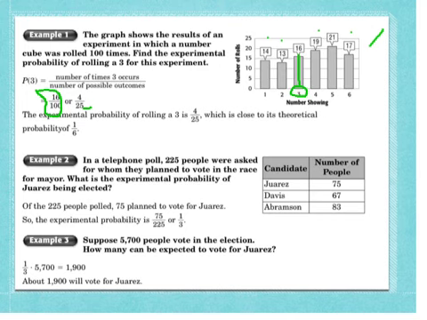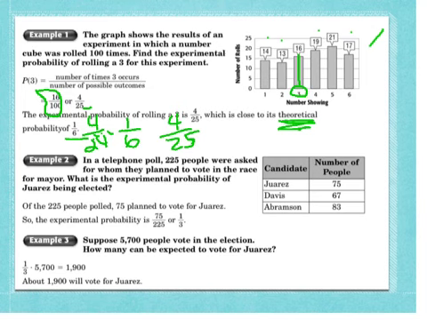And since we tossed it 100 times, remember the theoretical probability was 1/6. So if we compare 1/6 to 4/25, well, if we multiply by 4, that's 4/24. And 4/24 is pretty close to 4/25. So after 100 trials, you can see that the experimental is getting closer and closer to the theoretical.